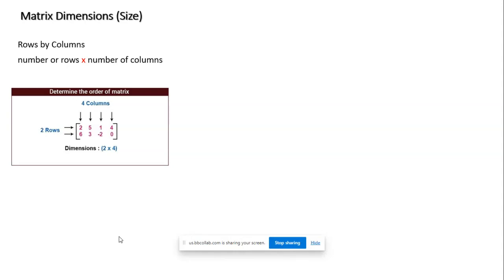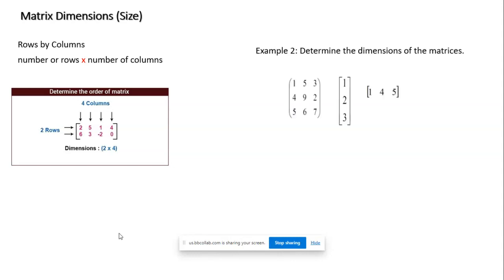Okay. All right, so example, determine the dimensions of the matrix. So we have 3 matrices here, and we need to find its dimensions. Again, what do they mean dimensions? Their size. So let's look at this first one.